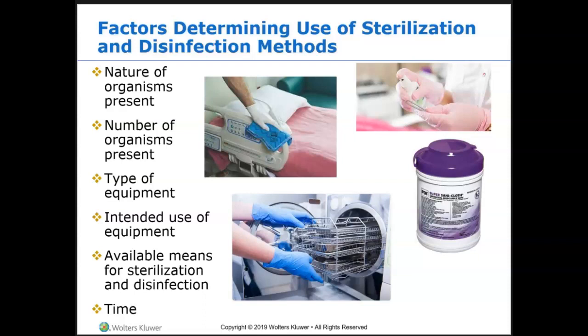Okay, factors determining use of sterilization and disinfection methods. Cleansing, disinfection, and sterilization all help to break the cycle of infection and prevent disease. Several processes are used to destroy microorganisms. Disinfection destroys all pathogenic organisms except spores. Sterilization destroys all microorganisms, including spores.